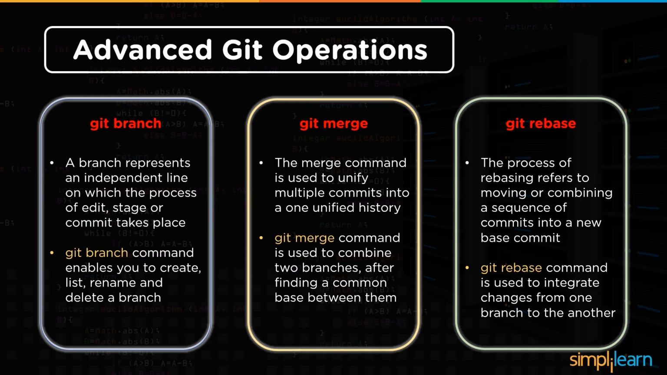Now git rebase is performed for a similar purpose, but the process of rebasing refers to moving or combining a sequence of commits into a new base commit. So git rebase does a bit of restructuring of the commits, whereas with git merge, it preserves the specific base commit, and on top of that it adds your commits and does the modifications. Rebase combines the commits, but it may end up with a new base commit. So git rebase is modifying and restructuring the overall baseline of the commits, right? The git rebase command is used to integrate the changes from one branch to another.